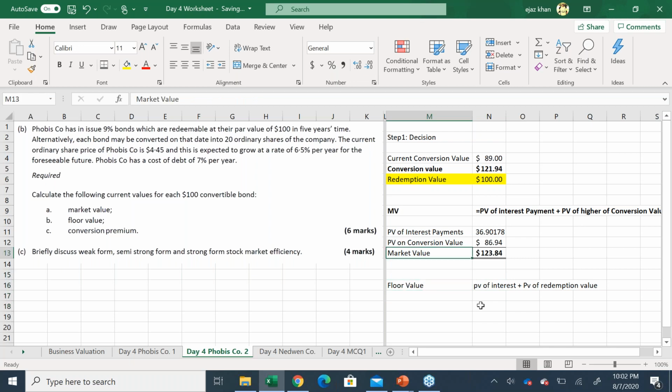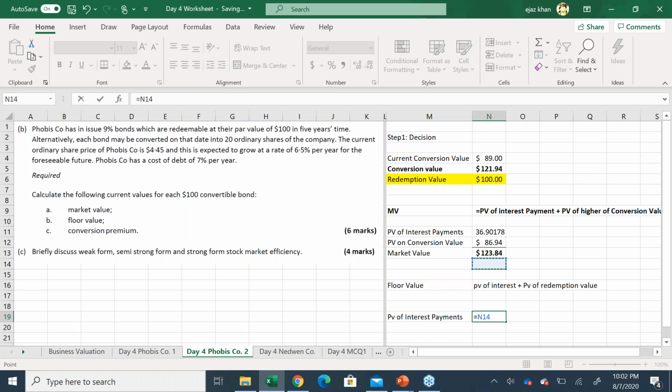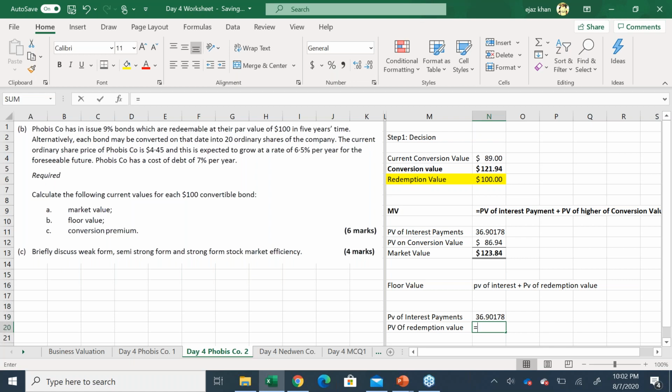So let's do it. I'm picking this. Okay, let's do it again. PV of interest payments. It will be the same, so I have no change to it. PV of redemption value. It is going to be different. Okay, the redemption value is going to be 100 into 1 plus 7% raised to the power minus 5, 71.3. And let's add 2. That's your floor value.